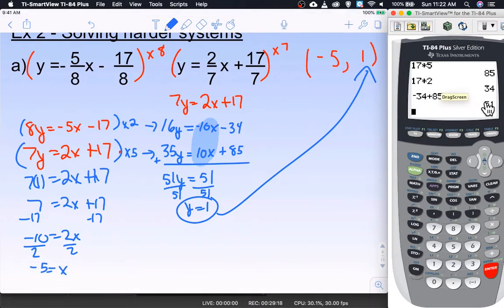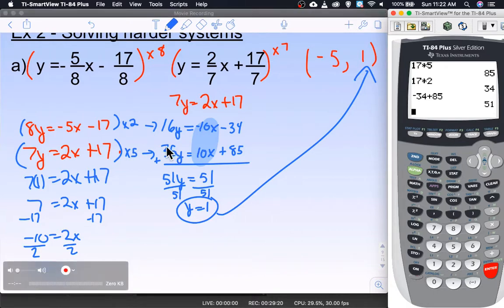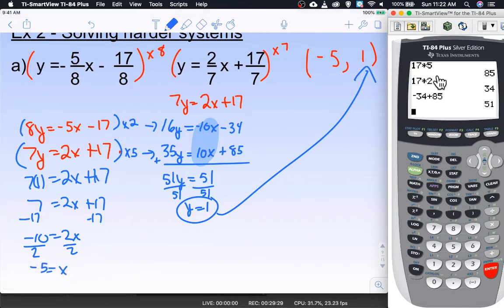Okay, so solving by calculator, solving by hand. Getting rid of fractions by multiplying the entire equation by something to make the fractions cancel.